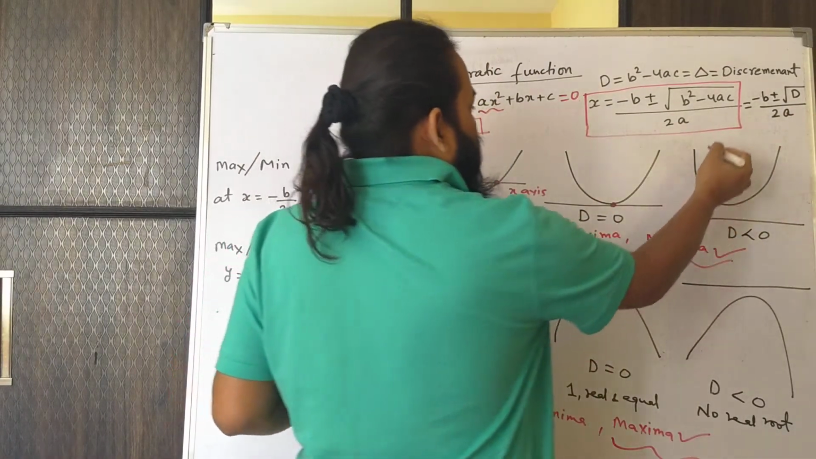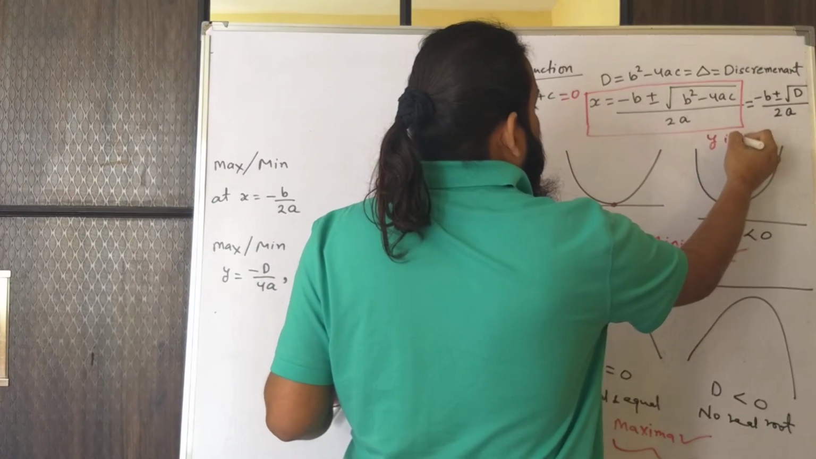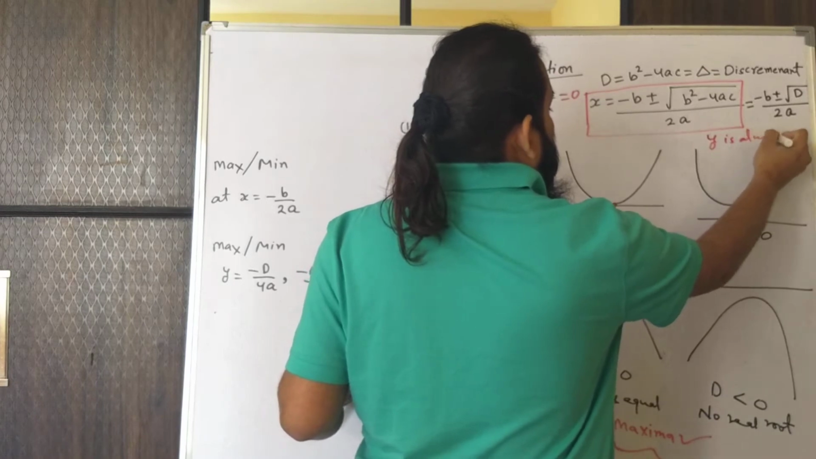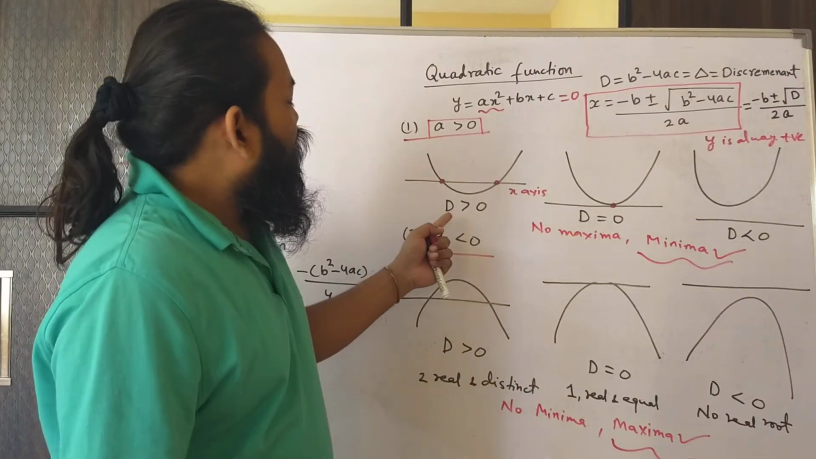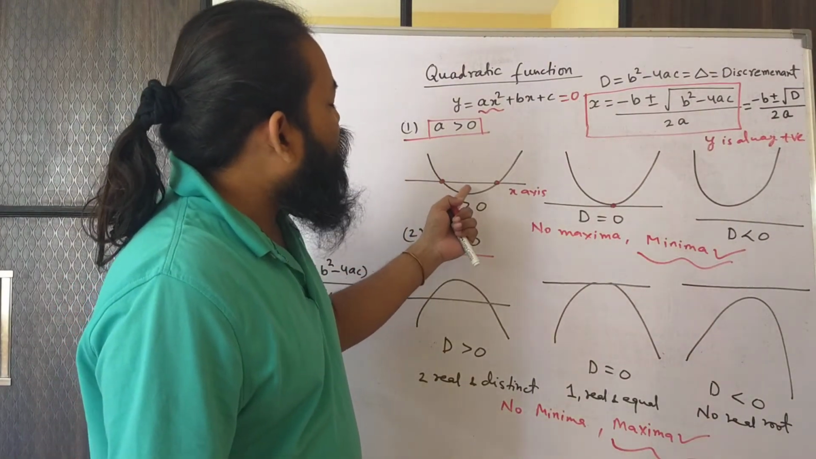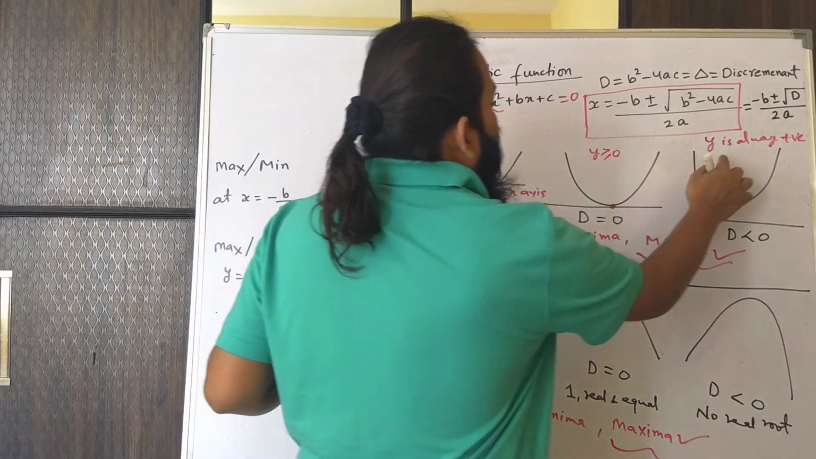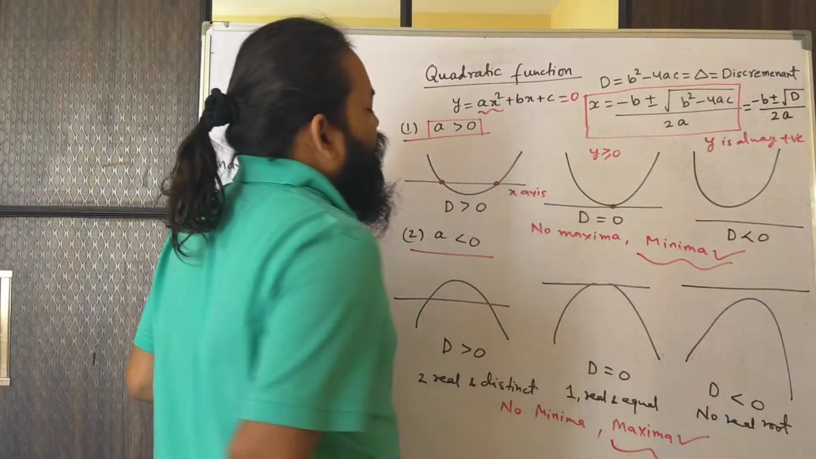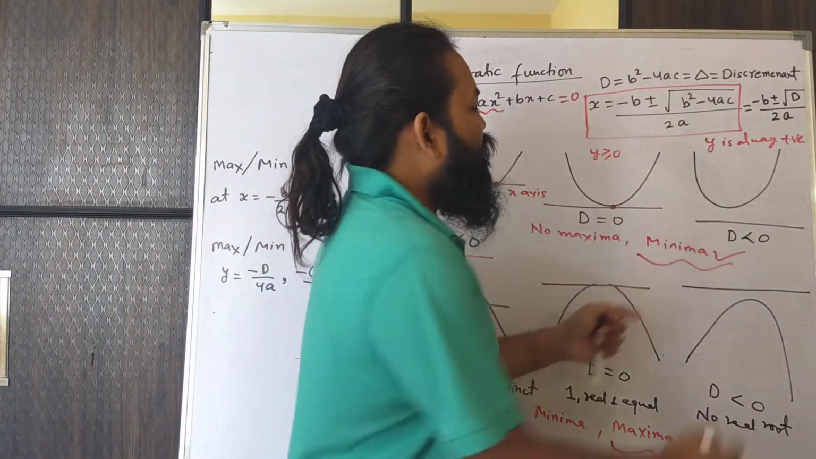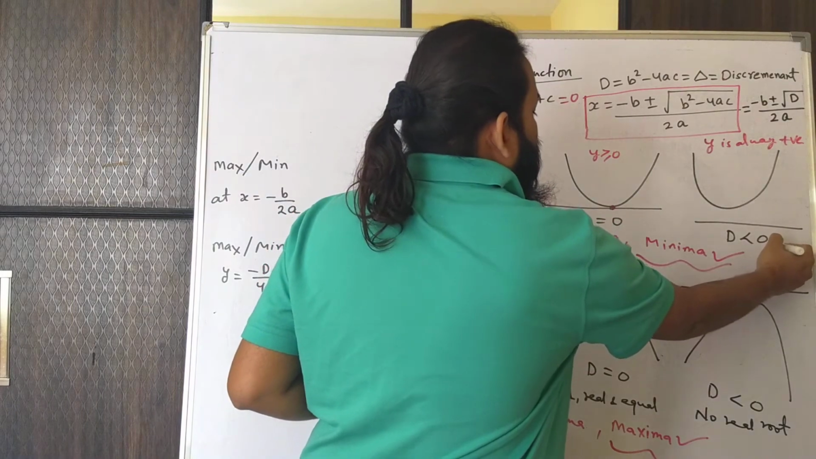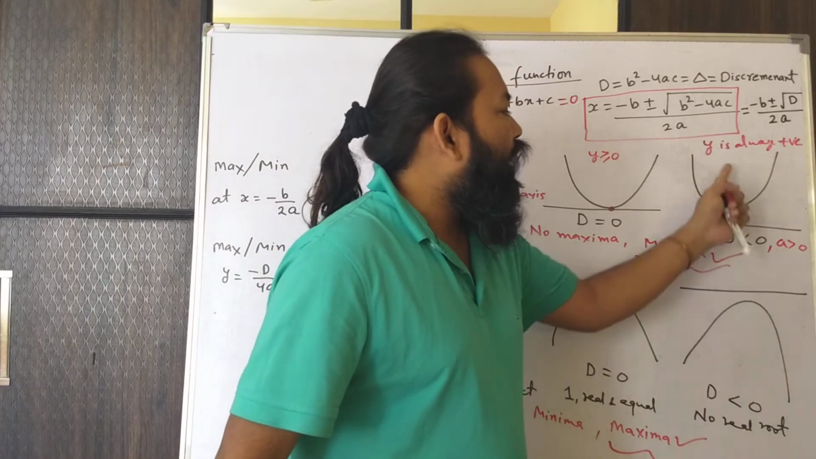So what is this case? This case is like the y is always positive in this case. You can see here y is sometimes positive, sometimes negative. Here y value is greater than or equal to 0, and here y is always positive. You can see from the graph. So what is the condition for y always positive? If you have a greater than 0, D less than 0, y is always positive.